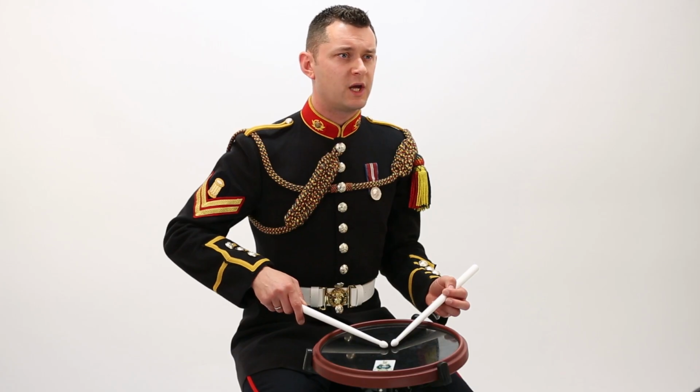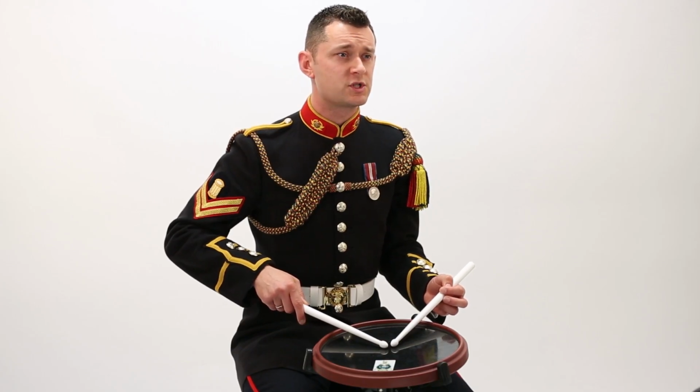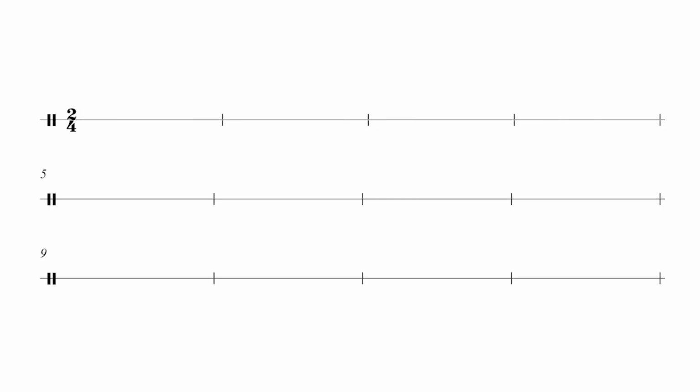Finally, we're going to have a go at writing some notes down. You'll need a piece of paper and a pen or pencil. Draw a stave like this. You'll need 12 bars altogether and the exercise will be in 2/4. If you need to pause the video here, then do.